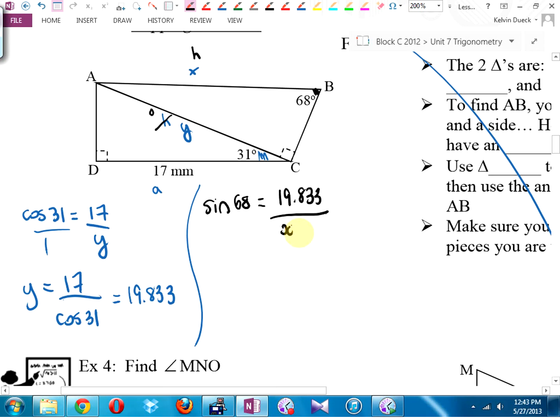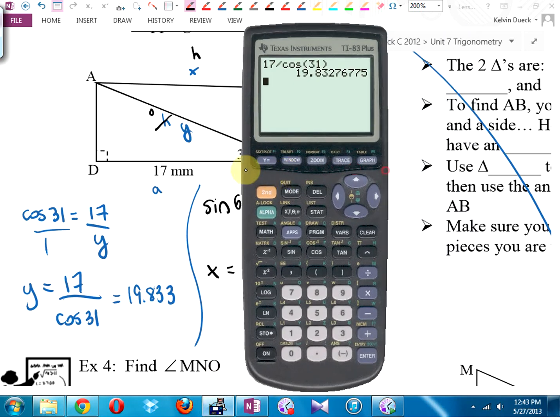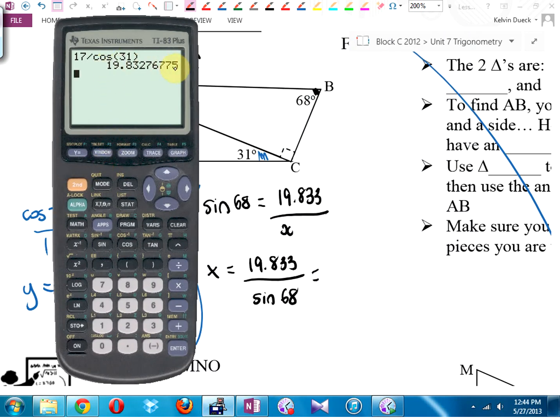Kira, are we dividing again by the variable? Can we use your shortcut again? Let's do that. It's going to be 19.833 divided by sine of 68. Although I'm not even going to use that 19.833. I still have this stored on my calculator conveniently, hence my argument about getting a half-decent calculator.